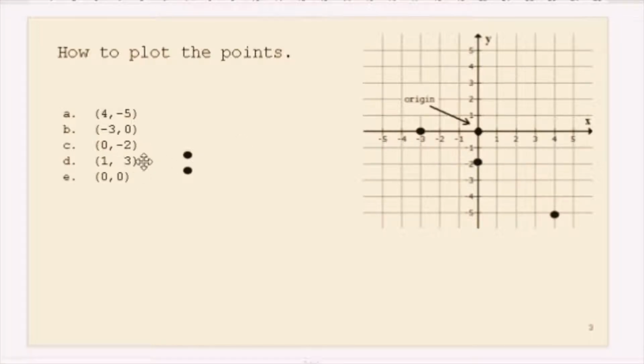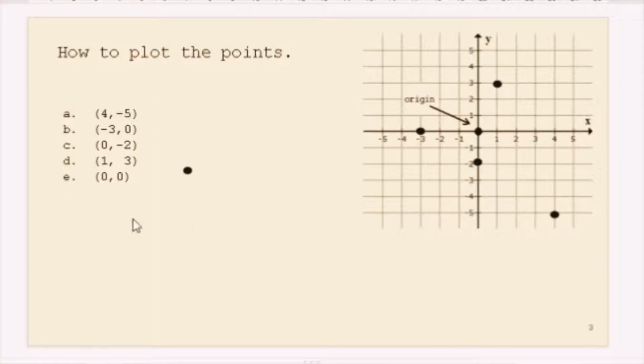Tapos, sa D naman, 1 yung abscissa, tapos 3 yung ordinate. So, I will just give you guys time na isipin nyo lang kung saan ilalagay yung point. Yeah, I think 5 seconds will do. Right? 5, 4, 3, 2, 1. So, if dito nyo nilagay, yung abscissa niya is 1. So, nandito siya. Tapos, yung ordinate niya is 3. So, nandito siya sa may taas. So, ayan. Nandyan yung D na point.